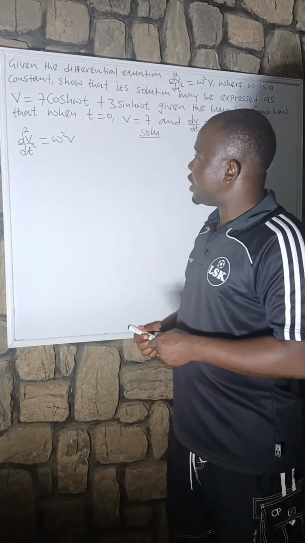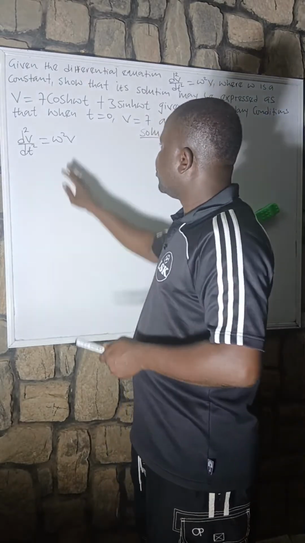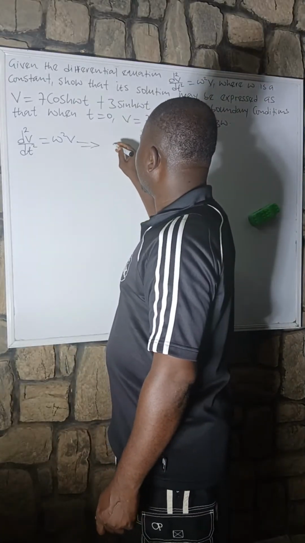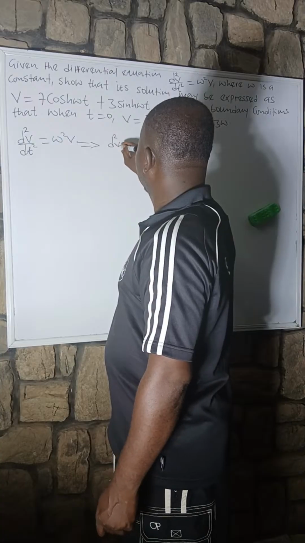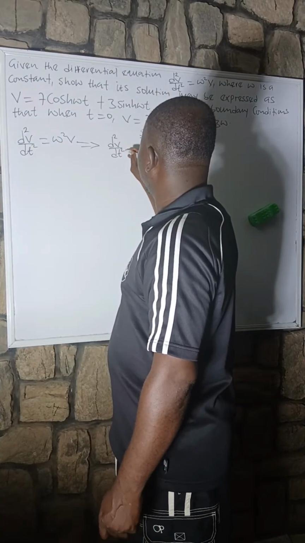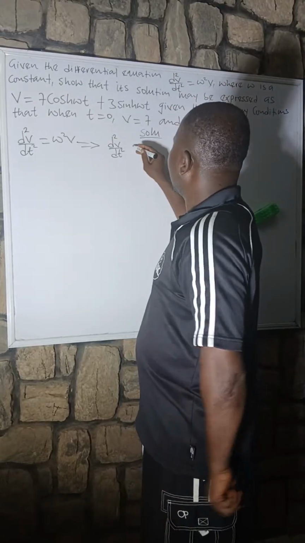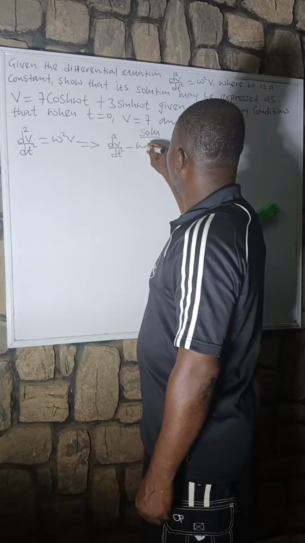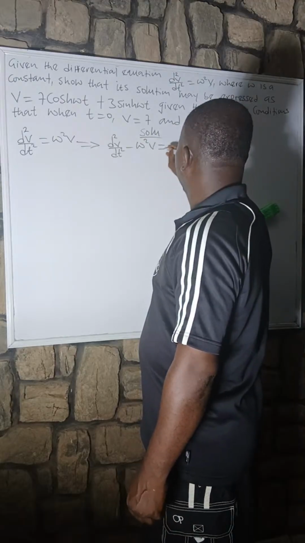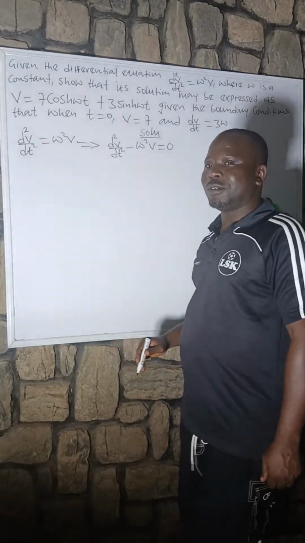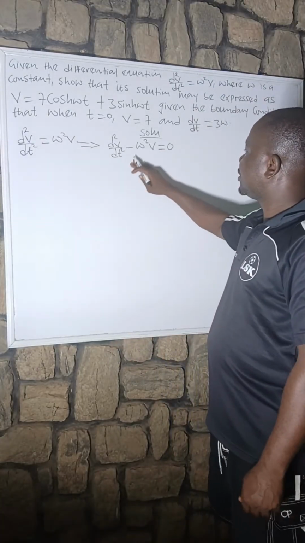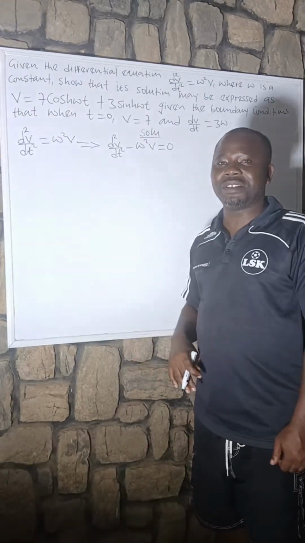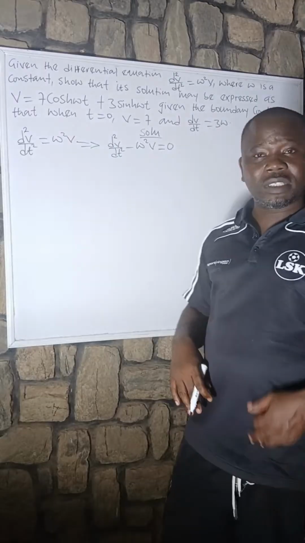What we need to do is we have to bring this one to the left hand side. This implies that this is the same thing as d square v all over dt square minus omega square v equals to 0. So now this is a second order homogeneous equation. Can you see now? So what are we going to do now?